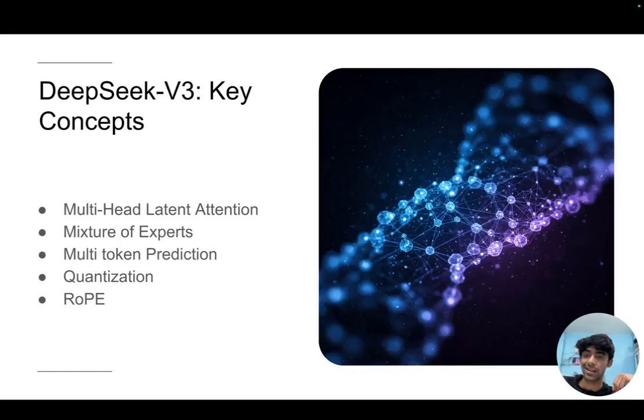The five things are: multi-head latent attention, mixture of experts, which is not a traditional mixture of experts, and we are going to talk about it, multi-token prediction, quantization, and RoPE. I think for RoPE, quantization, and mixture of experts, most people have already made videos, but okay, we are going to cover everything.